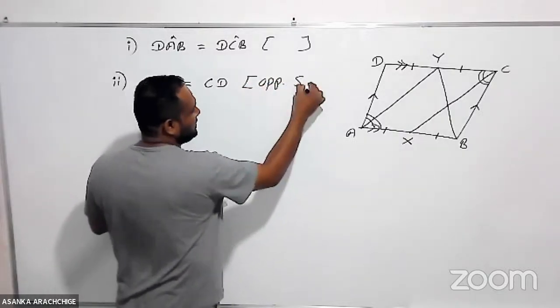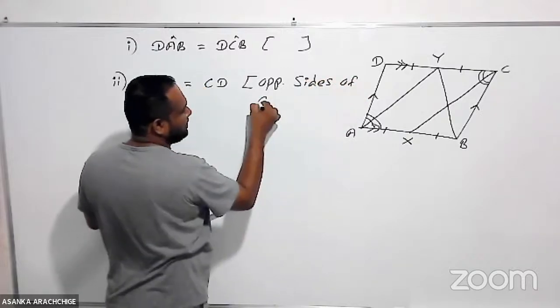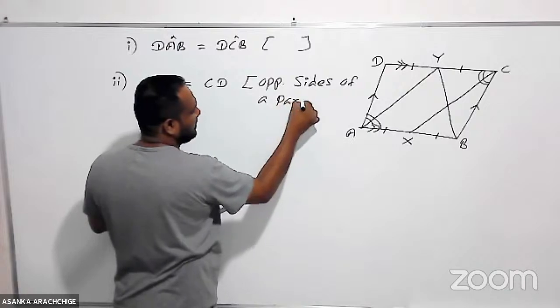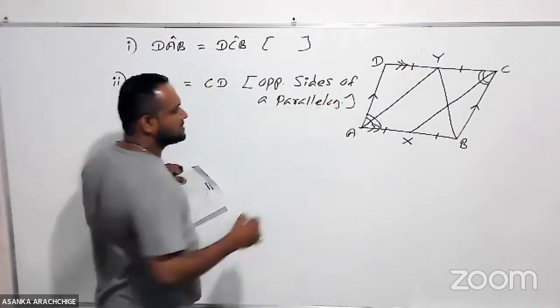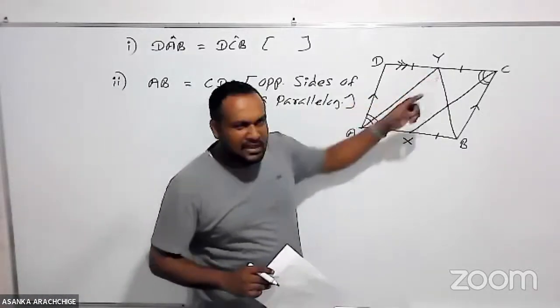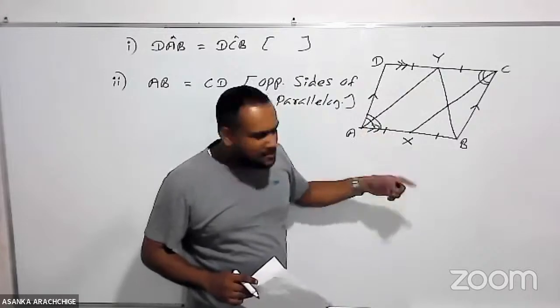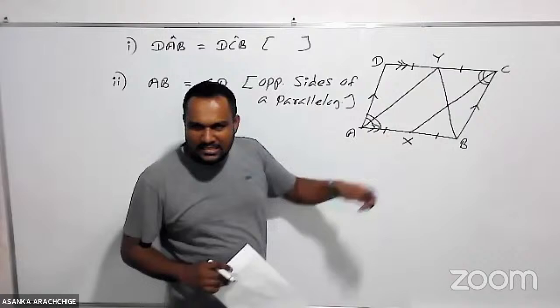Opposite sides of a parallelogram. Opposite sides of a parallelogram. Right. If X and Y are midpoints, which means AB, to get the location of X.